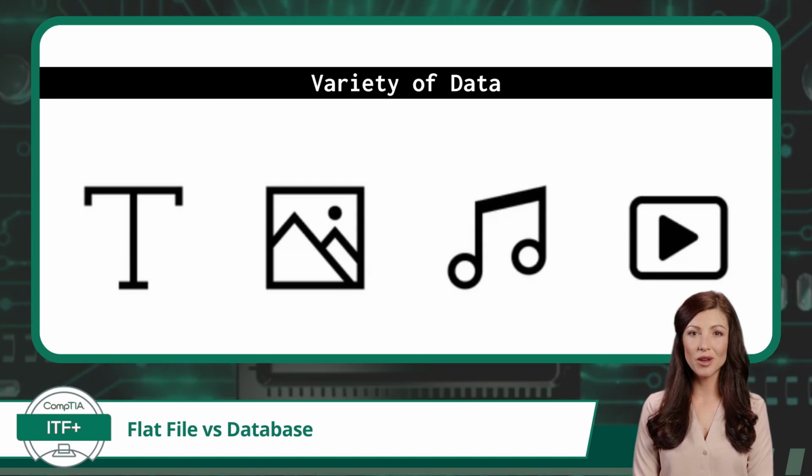Flat file systems are typically limited to text data, while databases can handle a wide variety of data types, including text, numbers, dates, images, audio, video, and more. In summary, databases are a superior choice over flat file systems in scenarios where you need to accommodate multiple concurrent users, achieve scalability for growing data needs, ensure fast and efficient data access, and work with a variety of data types.